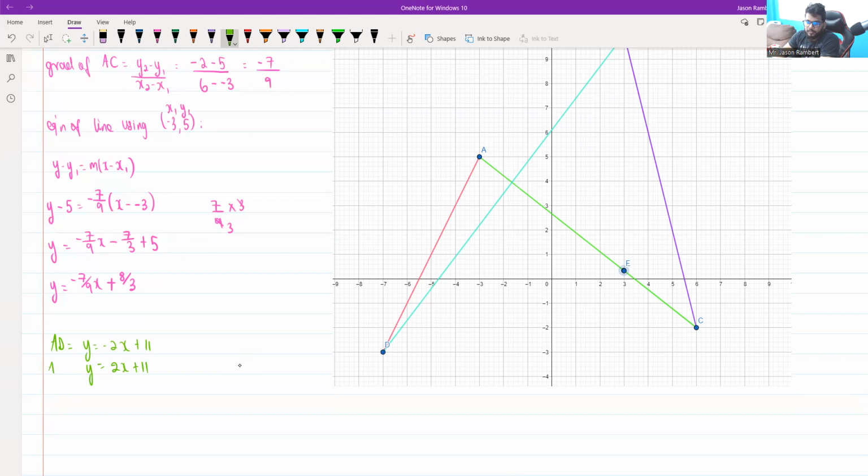Alright, so off the bat, fellas, I want to analyze these two answers I get here for AD. One is minus 2x plus 11. The next one is 2x plus 11. Which one do you think is correct? And I'll show you all how to deduce this in a little while.